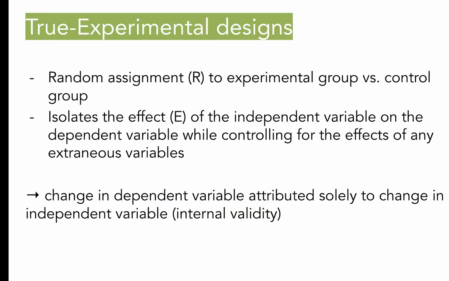True experimental designs are characterized by randomization. Random assignment, so capital R, to the experimental group versus the control group. So participants are assigned at random to either the experimental group or the control group. True experimental designs are also pretty successful in isolating the effect of the independent variable on the dependent variable while controlling for any potential extraneous variables. In other words, they are pretty strong in internal validity. That doesn't mean they're flawless, but at least with true experimental designs, you have a higher internal validity.